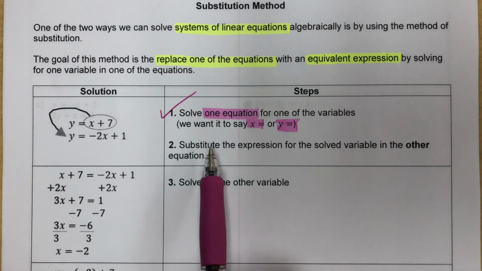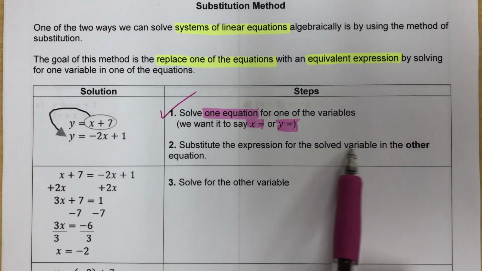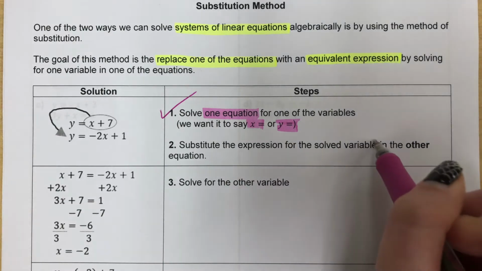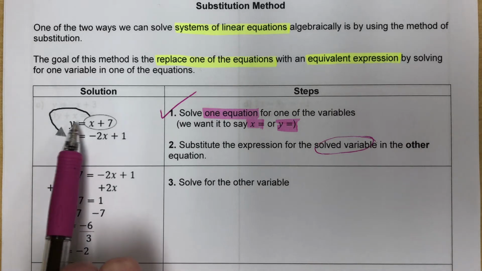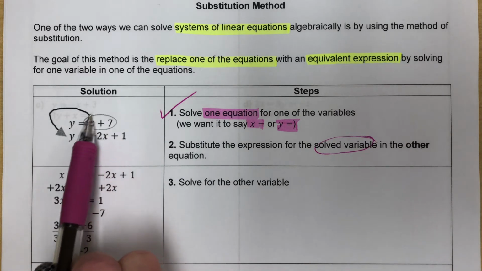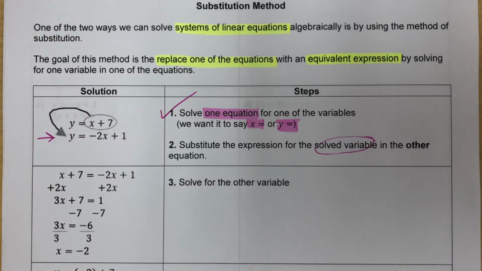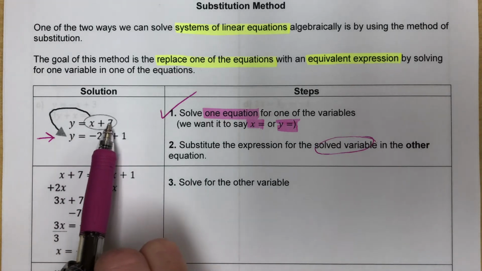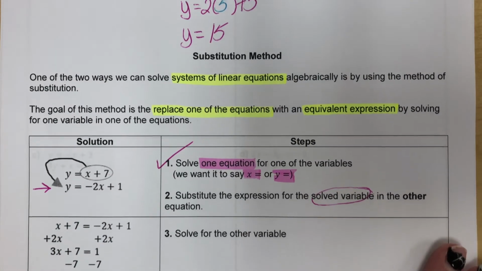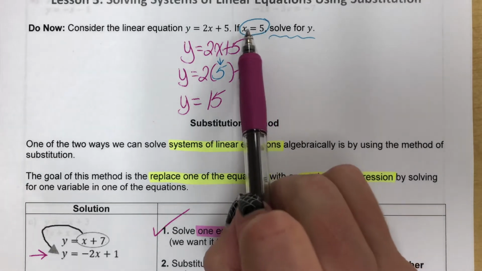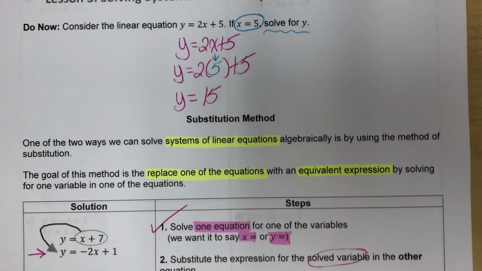Number 2, I want to substitute the expression for the solved variable, the x equals or the y equals, into the other equation. So if I know that y equals x plus 7, I'm going to take that x plus 7 and plug it in to my second equation. I'm going to replace y with x plus 7 because, again, y equals x plus 7. It's very similar to the do now. As I look at the do now up top, we knew that x equals 5, so wherever I saw an x, I replaced it with the number 5. That's what we're going to do down below.